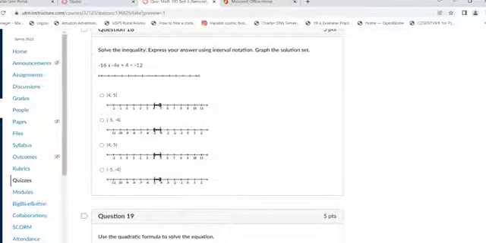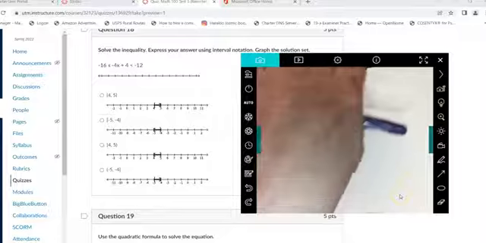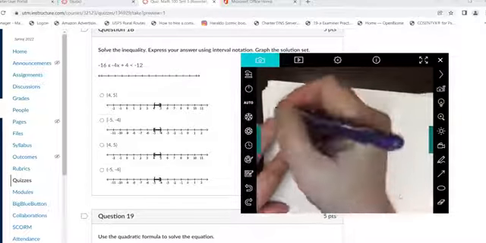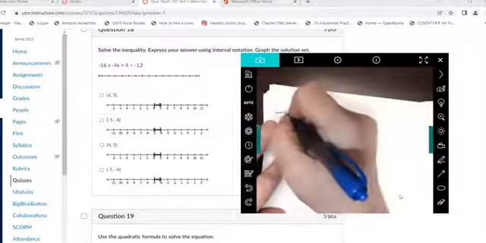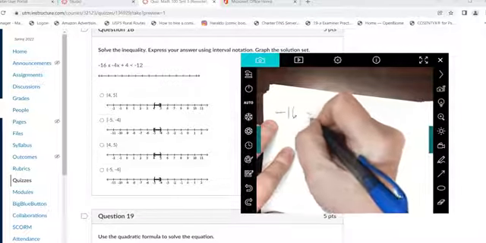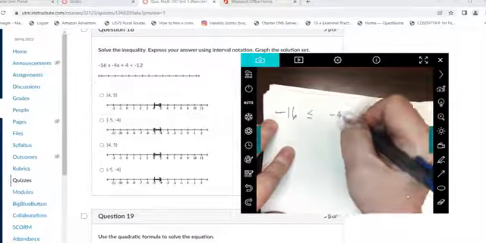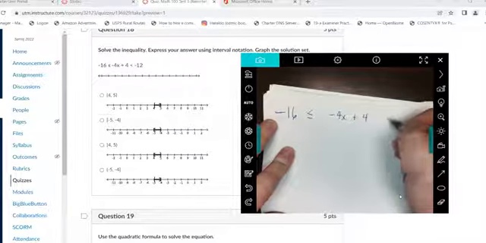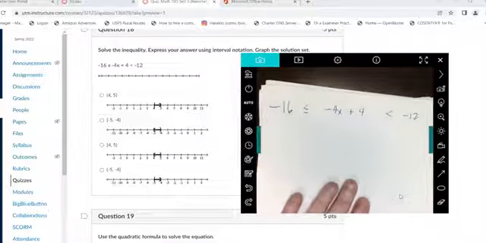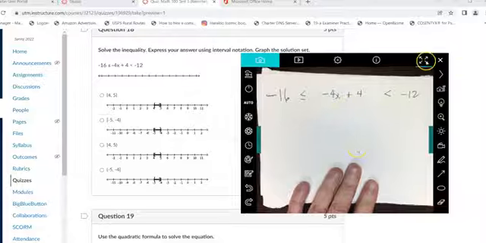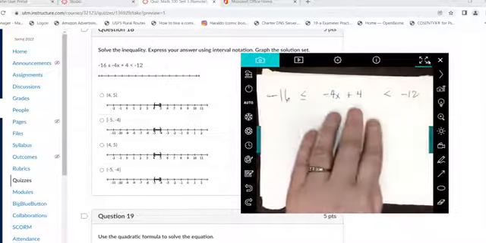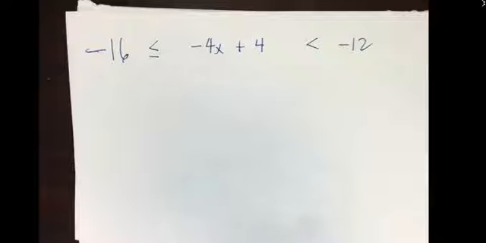Now we want to solve that one. So I need to write it down correctly. So I'm going to have negative 16 is less than or equal to negative 4x plus 4 is strictly less than negative 12. Make sure I wrote it down correctly. The goal here is to get x by itself in the middle.